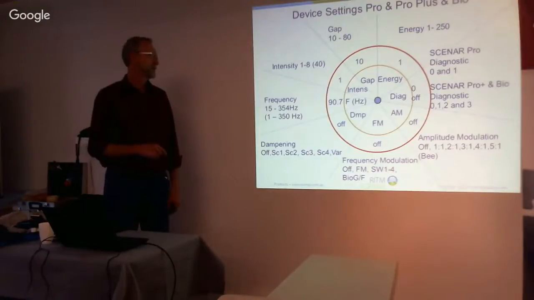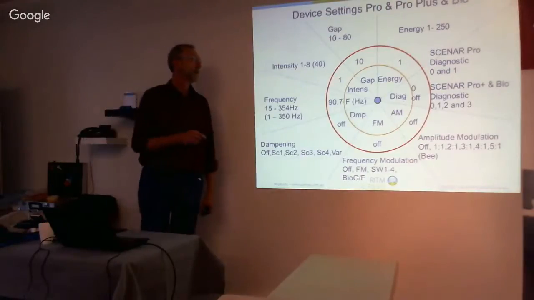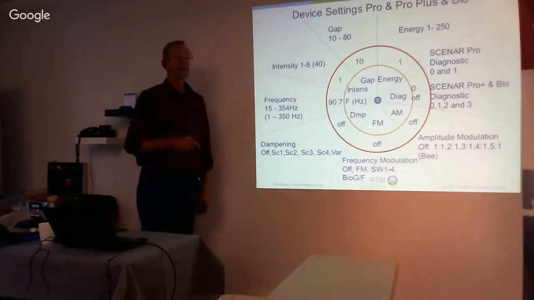Frequencies, depending on the model, between 15 or 354 or 1 and 350 in the newer ones. The intensity can be chosen between 1 and 8 in the older models, or the Pro and Pro Plus models, and the newer ones like the Super Pro and the Bio go up to an intensity of 40. And the gap is standard between 10 and 80.